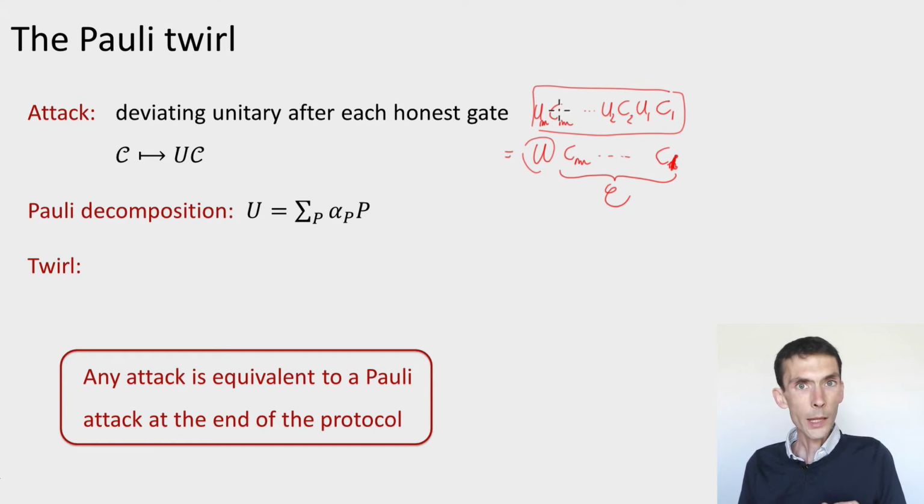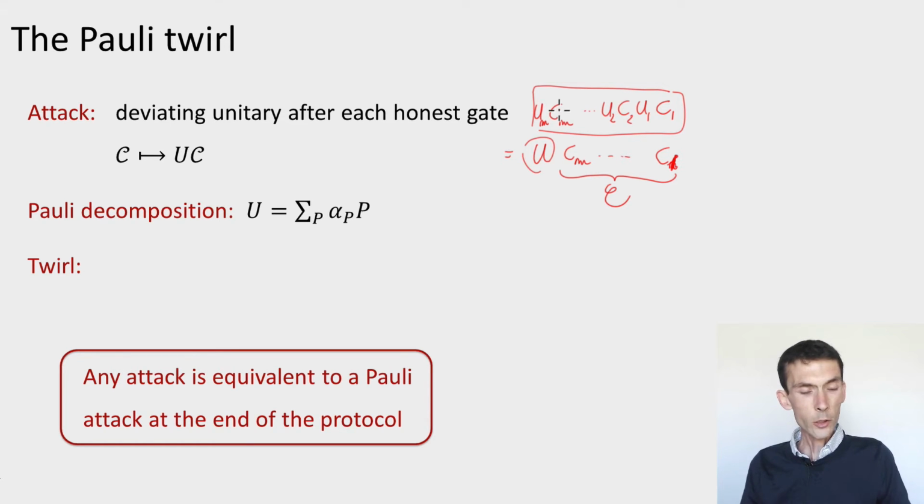Okay, so any attack can be put in this form. Now the second step, important, is to use the properties of the quantum one-time pad to argue that in fact a general attack that implements a general unitary is equivalent to simply applying an arbitrary Pauli operator on all the qubits at the end of the computation. This is a trick called the Pauli twirl. It's a computation that you have to make.